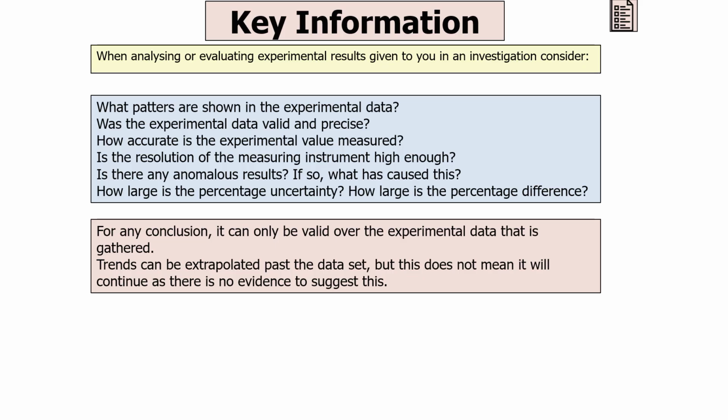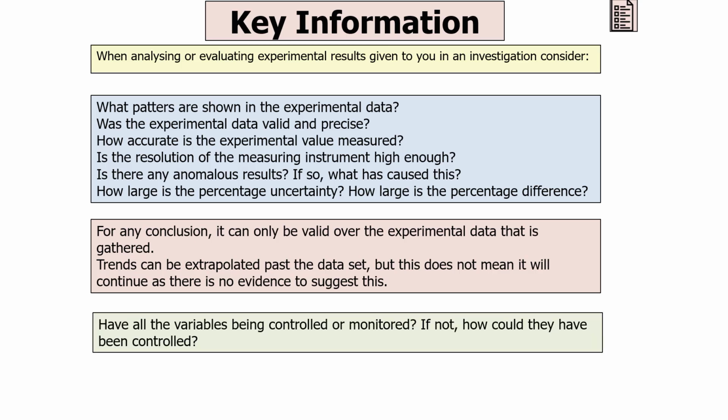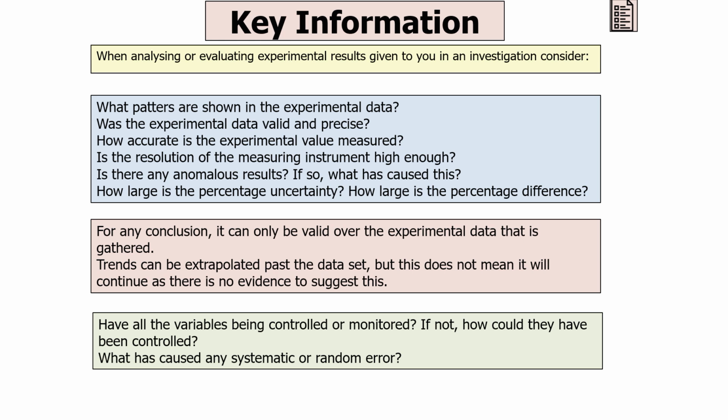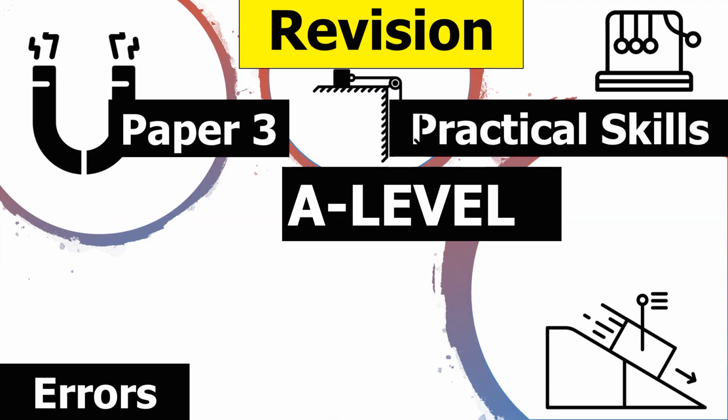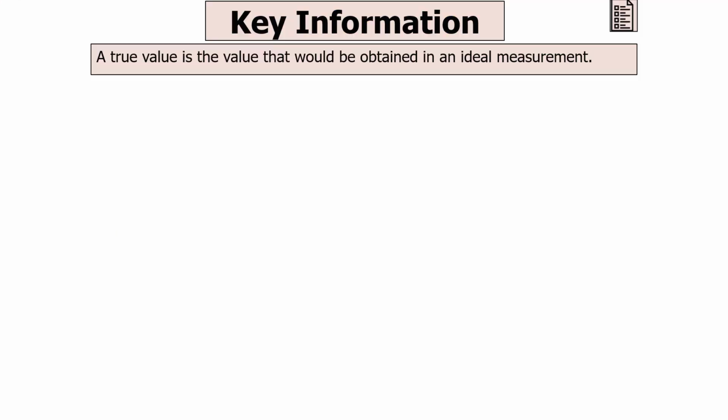Now again, when you evaluate your experimental method and your experimental write-up, you've always got to consider, have all variables been controlled or monitored? If not, how could they be controlled or monitored? What has caused any systematic or random error in the investigation? And how could the percentage and absolute uncertainty be reduced? So let's now have a look at the concept of errors. A true value is the value that would be obtained in an ideal measurement.